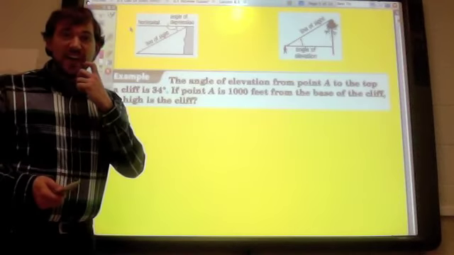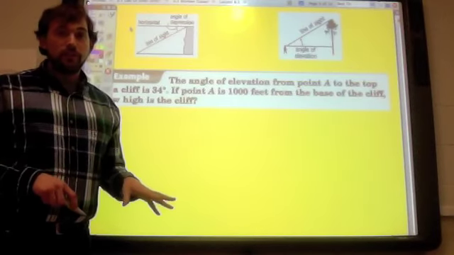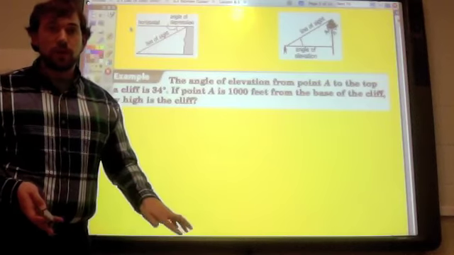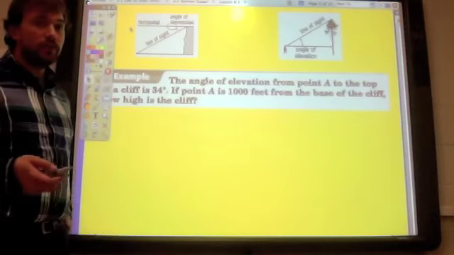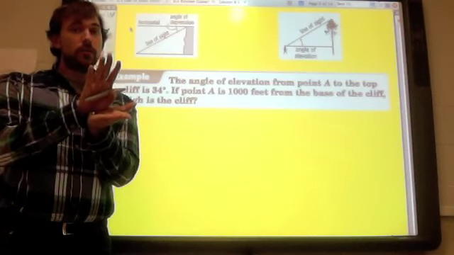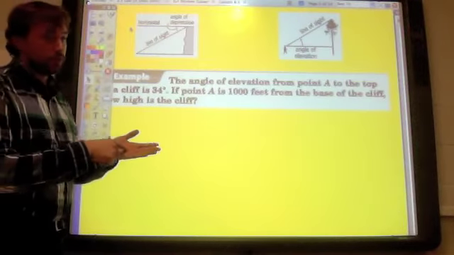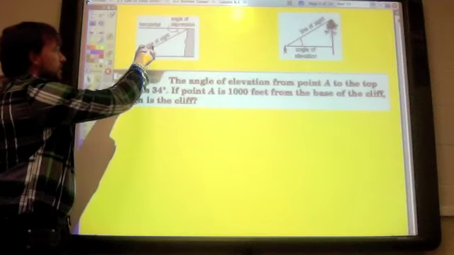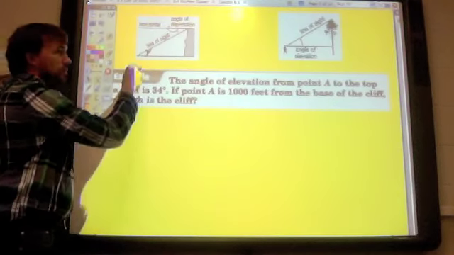Alright, we're back. Now we're talking about angle of elevation and angle of depression. Angle of elevation is when you're looking up. That means your angle is at the bottom of the figure. Okay? Angle of elevation is down here.